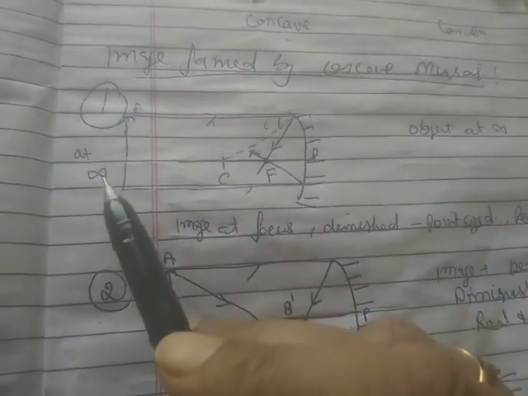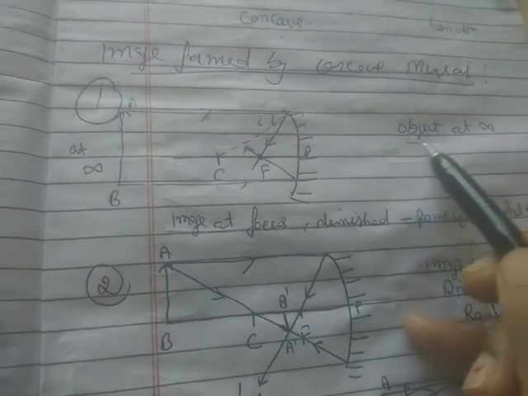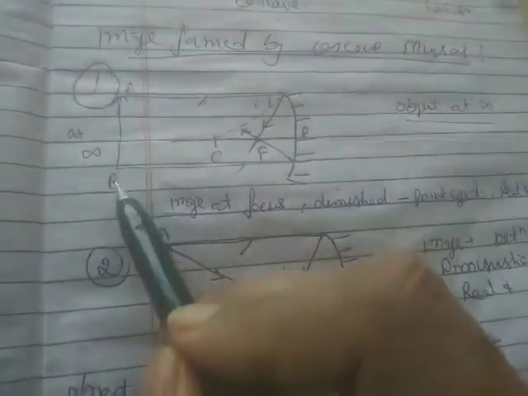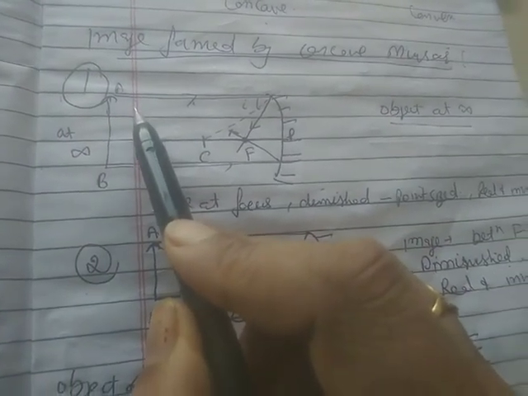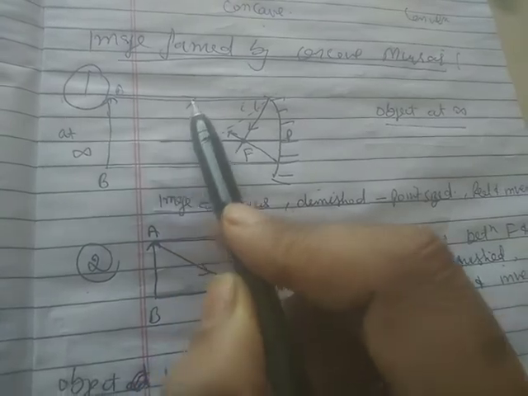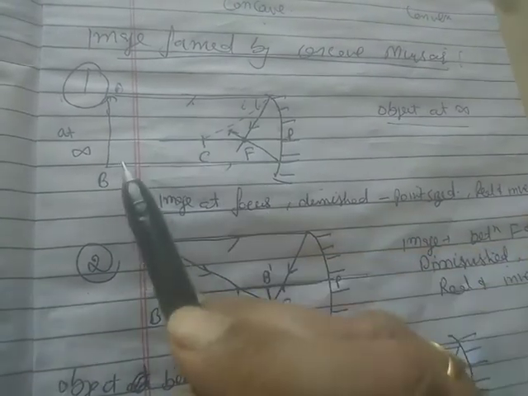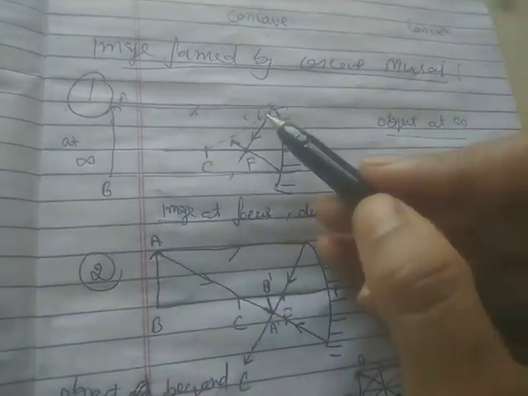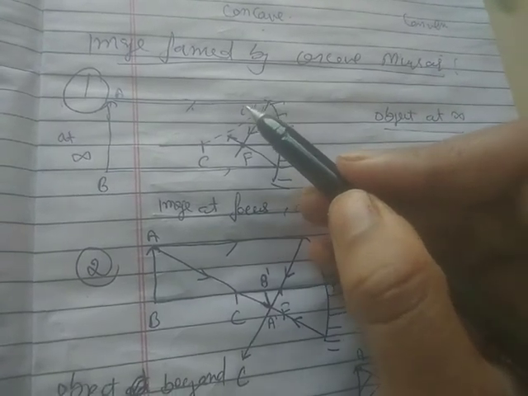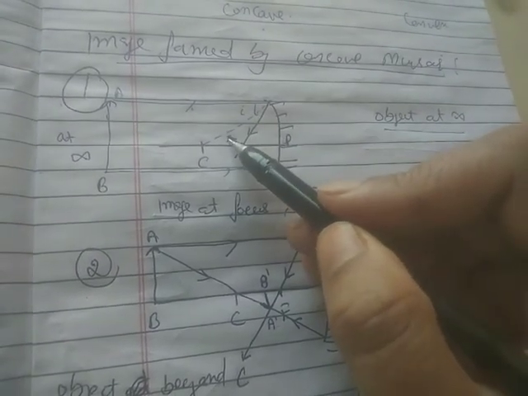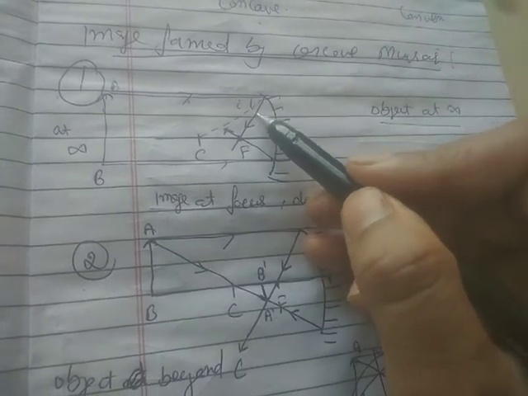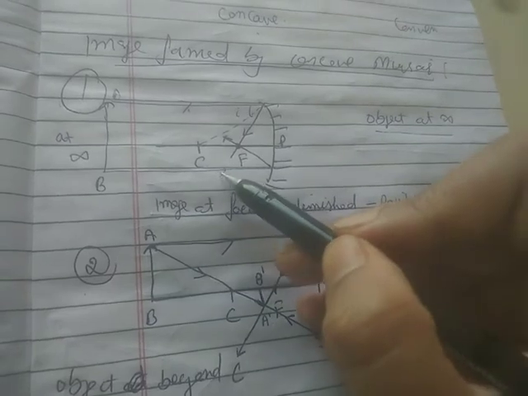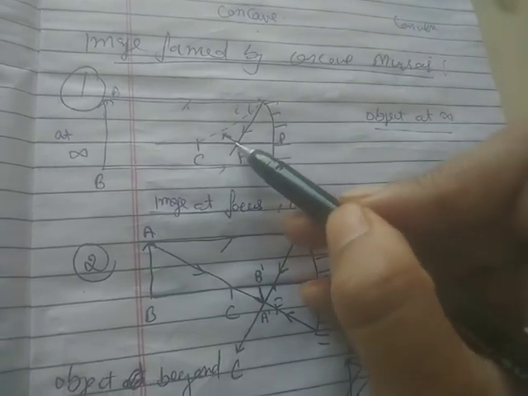Clear? First of all, we will take that object is at infinity. In the first case, the object is very far away. We have just imagined that A be an object at infinity, and we have taken the parallel rays coming from this object. First ray is parallel to the principal axis. Second is this. So we know that when a ray is parallel to the principal axis, after reflection these rays will pass through the principal focus. After reflection this passes through the principal focus. Similarly, after reflection this also passes through the principal focus.